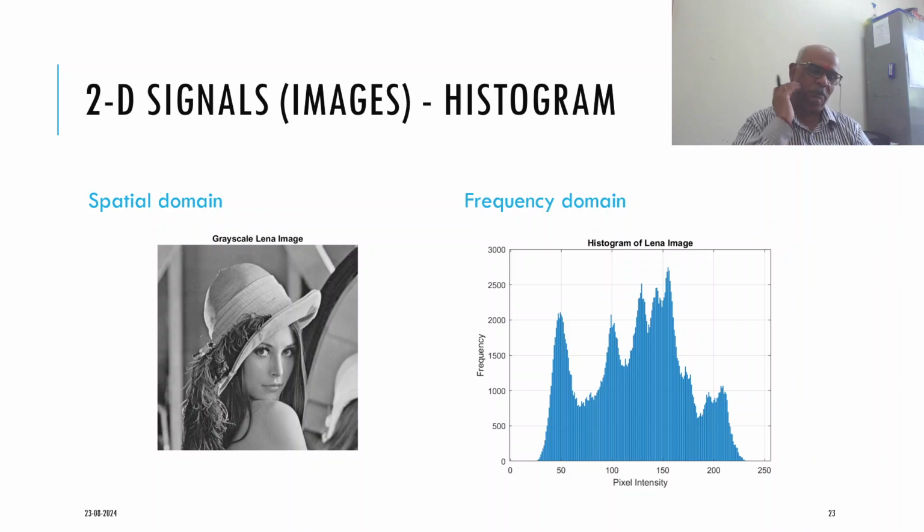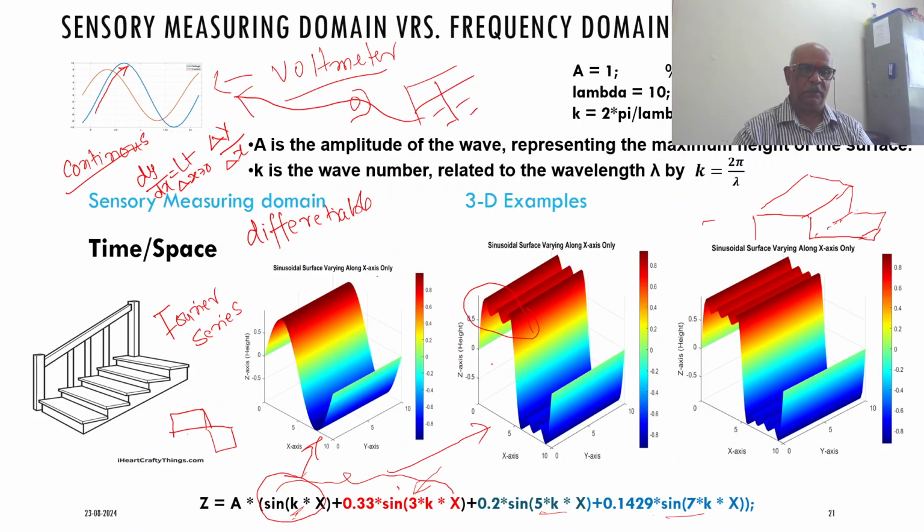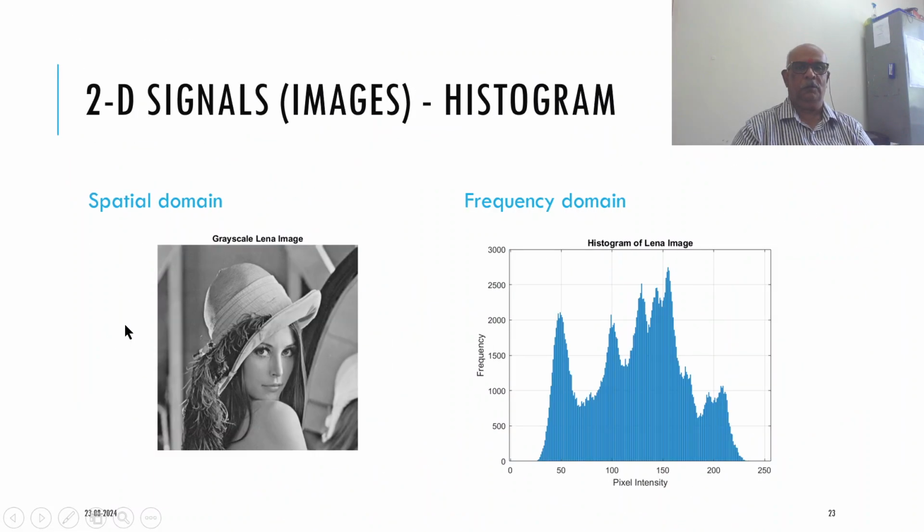Let's come to a two-dimensional signal. Well, this was also a two-dimensional signal. I have got X, Y, and the Z. So in the same way, a two-dimensional signal over here is X.